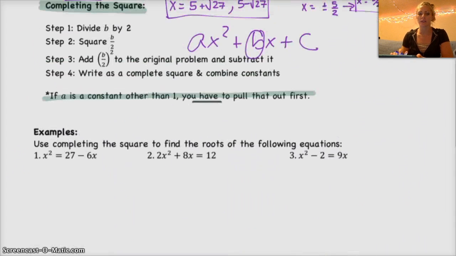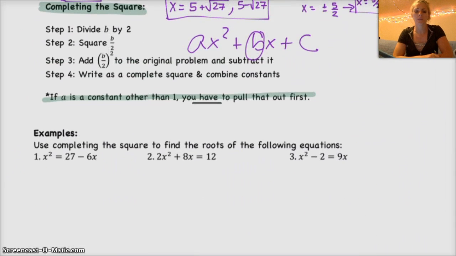All right, so let's try a few examples. Use completing the square to find the roots of the following equations. So let's do the first one together, and then I'll let you go off on your own and try them. First one, x squared equals 27 minus 6x. So first thing you want to do is get everything to one side. Let's keep the x squared positive. So I'm going to add 6x and subtract 27 to one side. Okay, so I have all that equals 0.